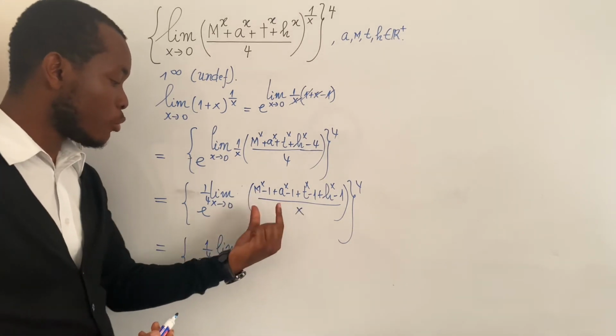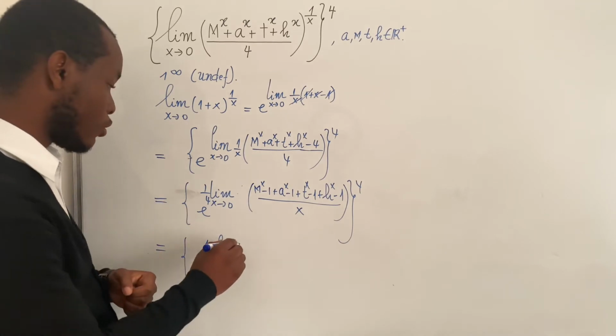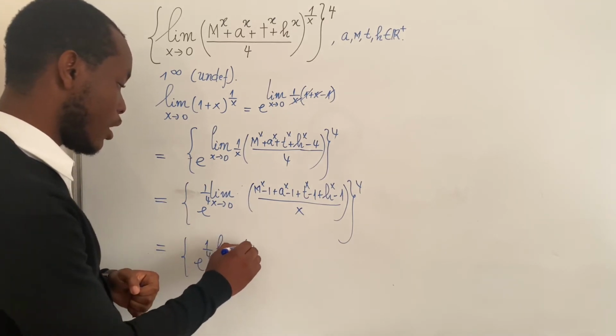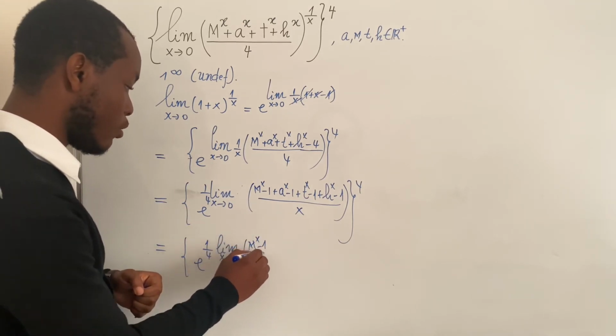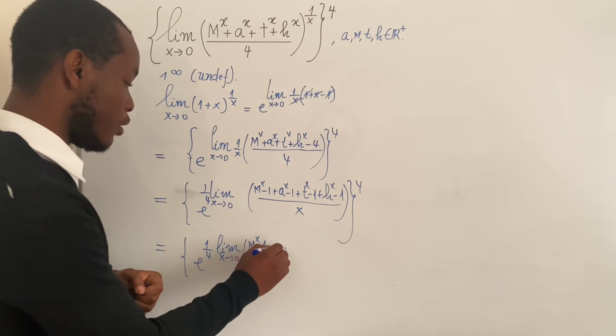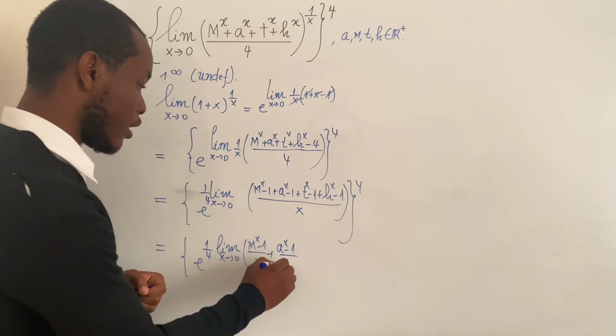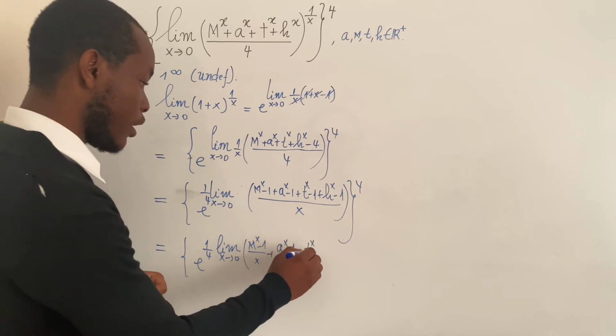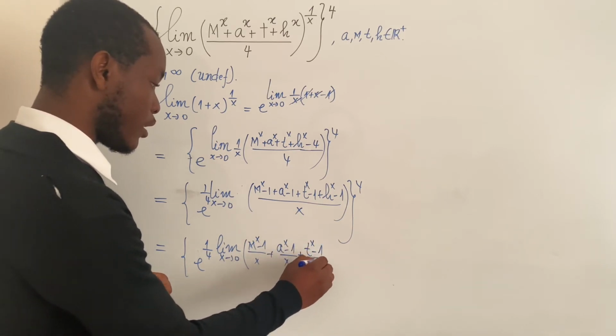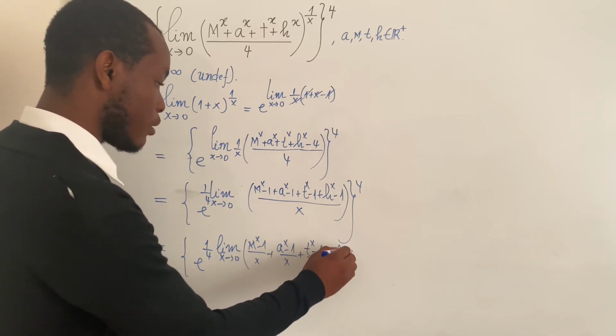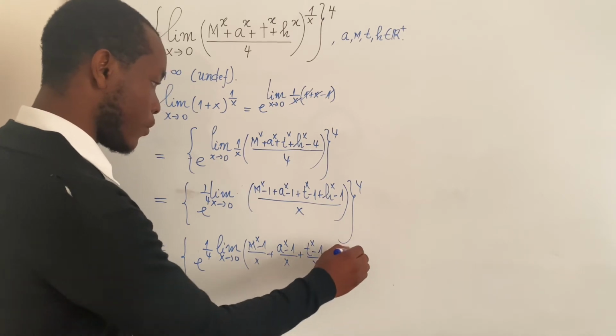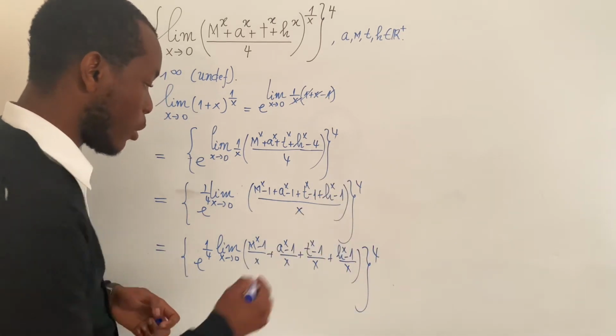We can split each one with its denominator. So we're going to have now in this case m to the power x minus 1 over x plus a to the power x minus 1 over x plus t to the power x minus 1 over x plus h to the power x minus 1 over x. Okay, all this to the power 4.